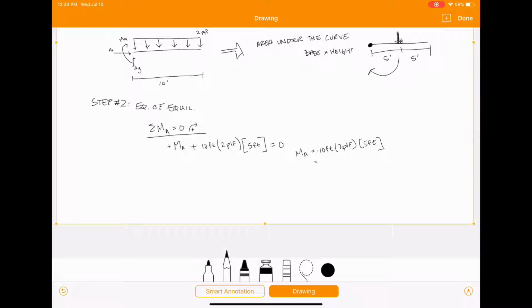So we're going to end up with 100 pound-feet, which is negative, right? Because that's a negative 10. So negative 100 pound-feet. Again, this negative sign means that it's going in the opposite direction than what we drew it in our free body diagram up here. So MA is actually equal to 100 pound-feet going in the counterclockwise direction.